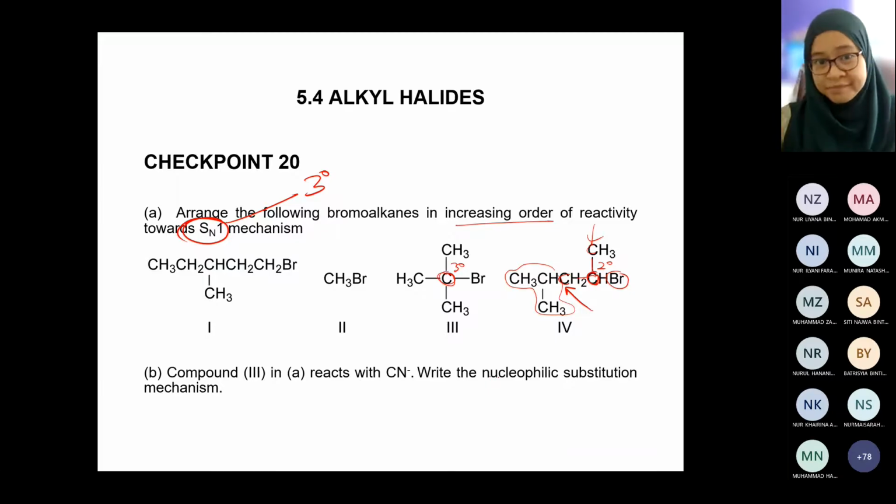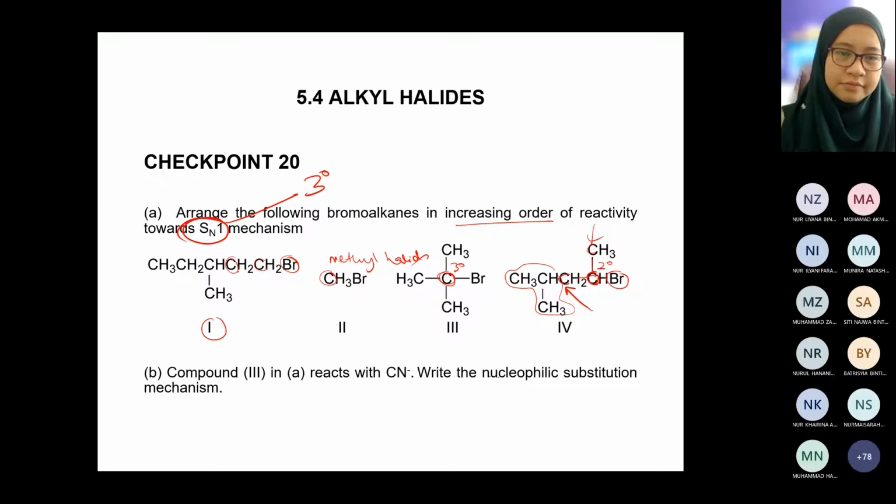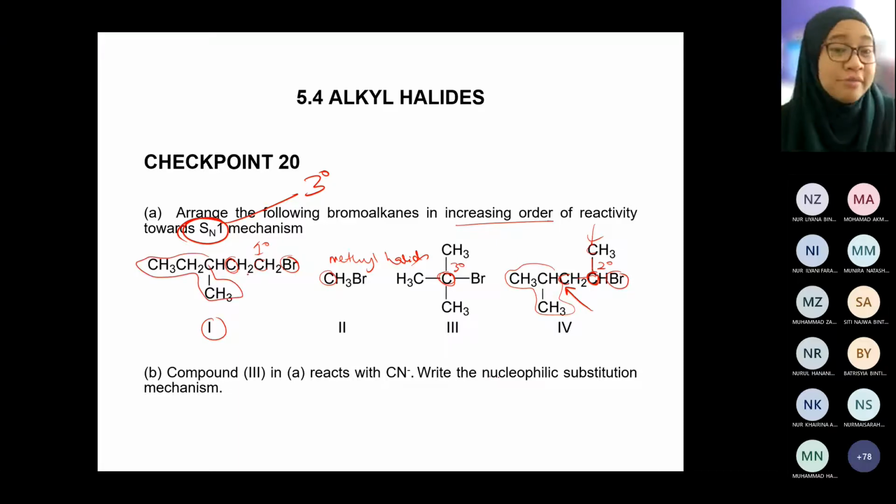Okay, so this is secondary. How about this one? This is methyl halide. This is not primary, because this carbon is not attached to any other carbon. How about this one? Number 1. Okay, this carbon is attached to Br, right? And it is also attached to only this carbon. Right? It is only attached to this carbon. The rest are all H. So this one is primary. Don't be afraid when the structure at the back looks messy. If you're not used to it, expand it. Then you will see the degree of the carbon. Okay, so now you can arrange.